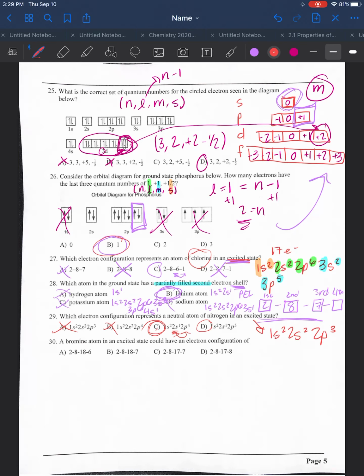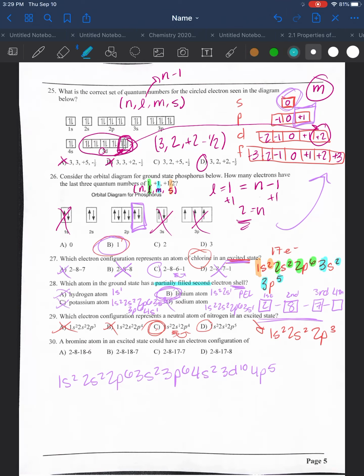30. A bromine atom in an excited state could have an electron configuration of, so now we're working with bromine. Bromine has 35 electrons. So this will be a longer one to deal with. 1s2, 2s2, 2p6, 3s2, 3p6, 4s2. Let's see, we're at 10, 12, 18, 20 here. So we have 15 more to go. So we can go to 3d10. Now we have 5 more to go, which gives us 4p5.